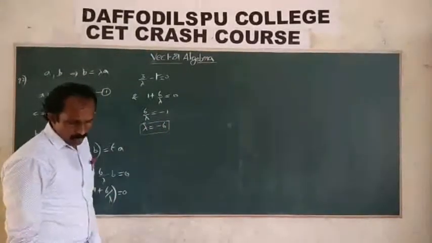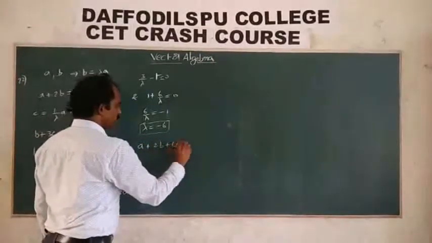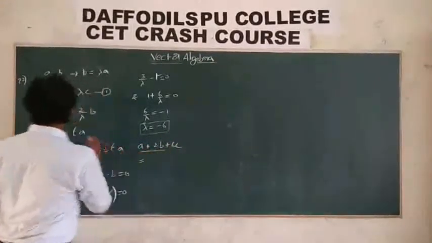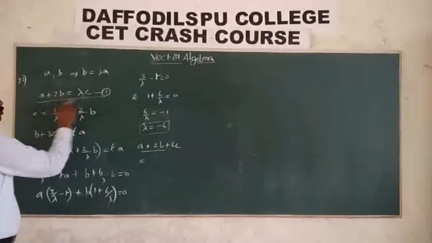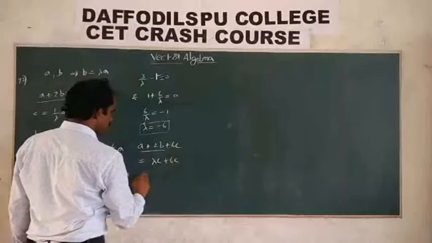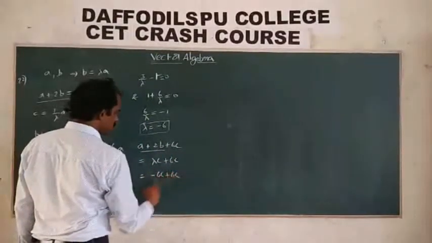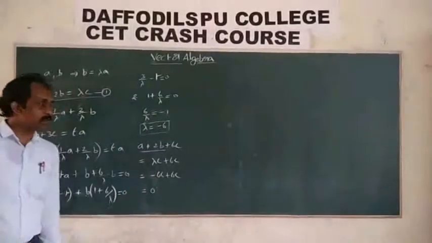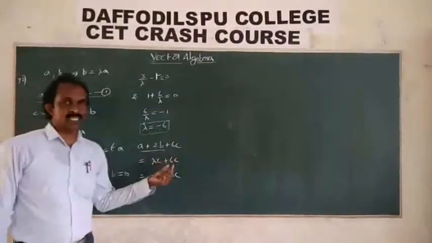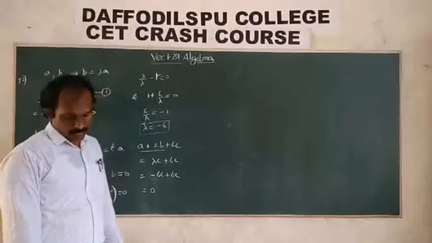What do we find? The value of A plus 2B plus 6C. A plus 2B is equal to lambda C. Therefore, lambda C plus 6C. Lambda value is minus 6, so minus 6C plus 6C is equal to 0. So A plus 2B plus 6C is equal to 0. Fourth option is the correct answer.